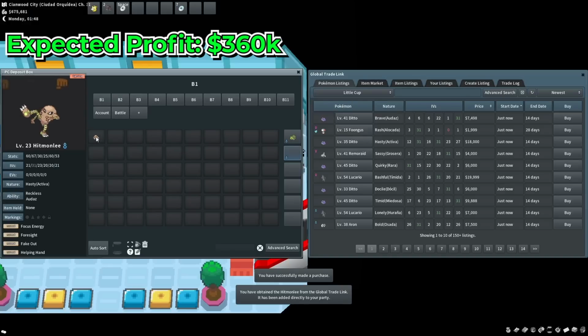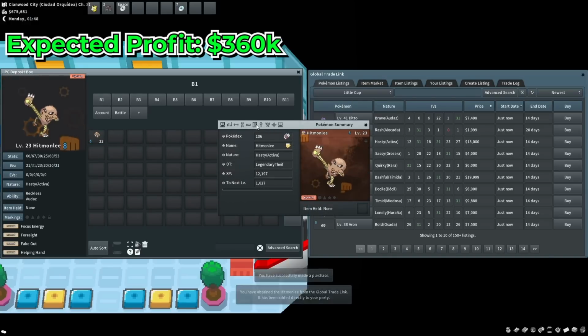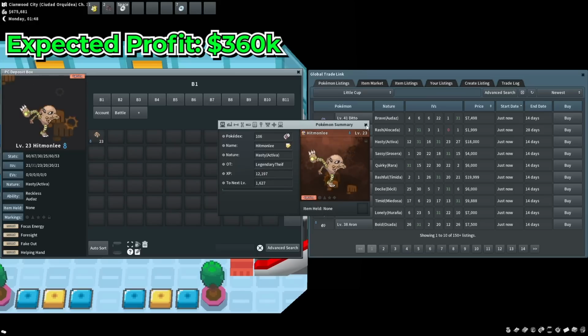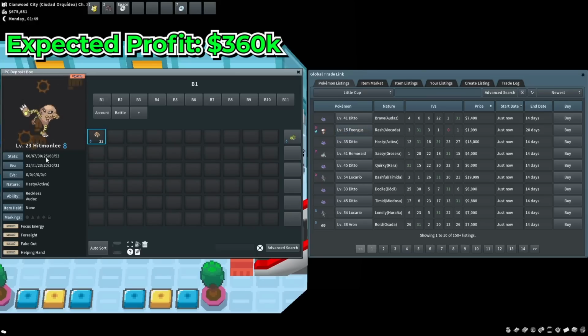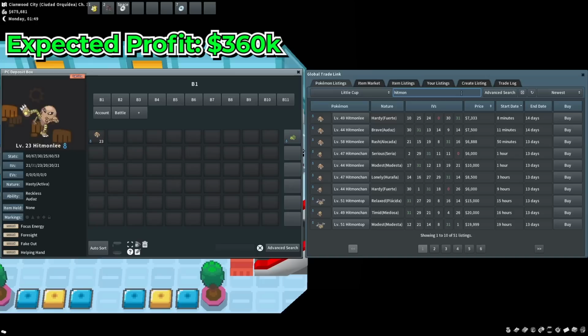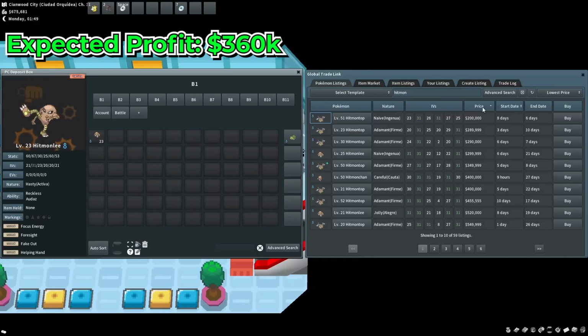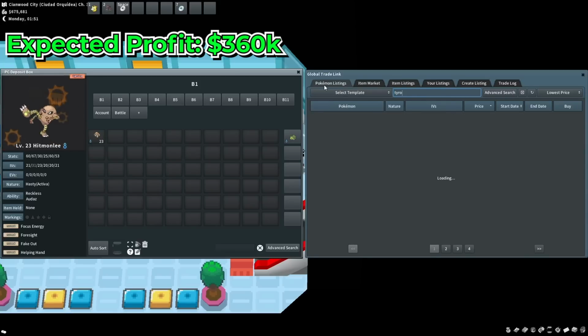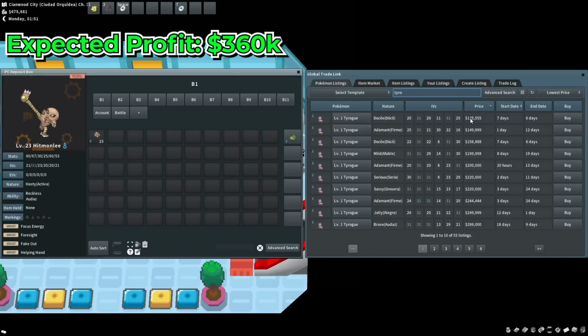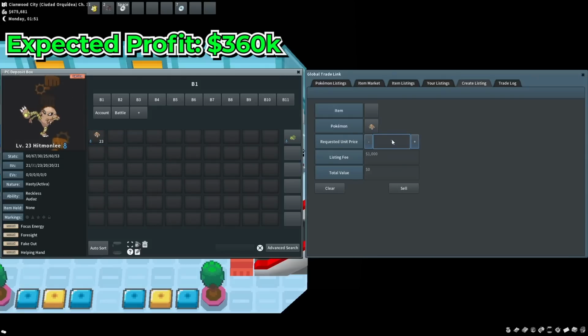Now this is a Hitmonlee, which is hard to breed because of Tyrogue being a baby Pokemon and it being only male, and 20 in all defenses is really good, as we might be able to see now. Hitmon 31, 20, 20, 20. You can see that it can go very high, so let's see what I will put this one for. Let's see Tyrogue, how much are Tyrogue going for? Tyrogue for about this much, so I think I'll put ours at 80 and it should be selling quickly.